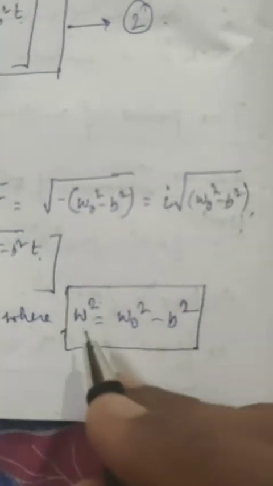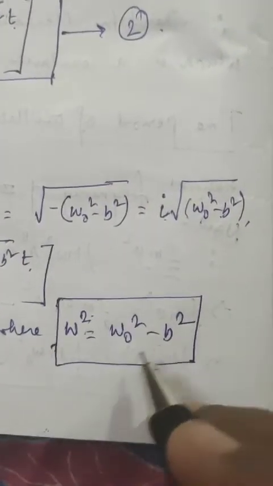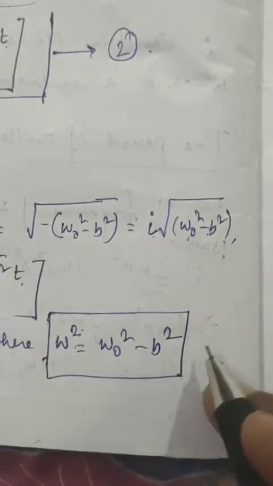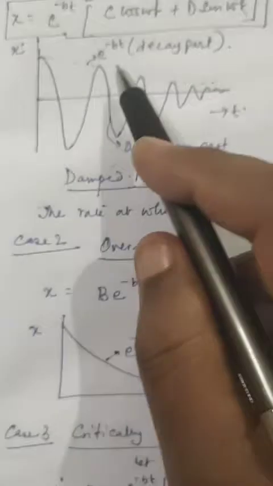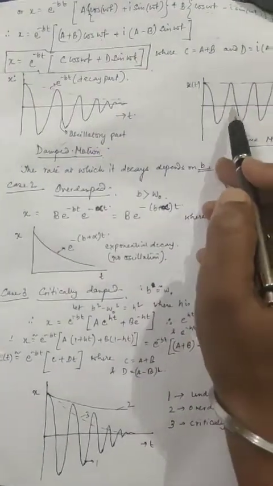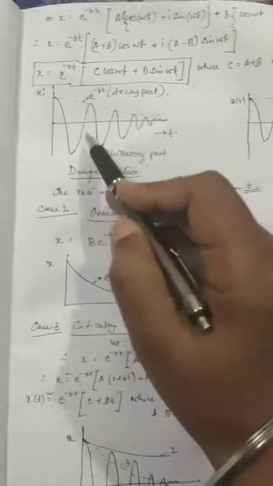Omega is equal to the square root of omega naught squared minus B squared. So omega is different from omega naught. So two things are different in the case of free and damped oscillation. This is free oscillation and this is damped oscillation.